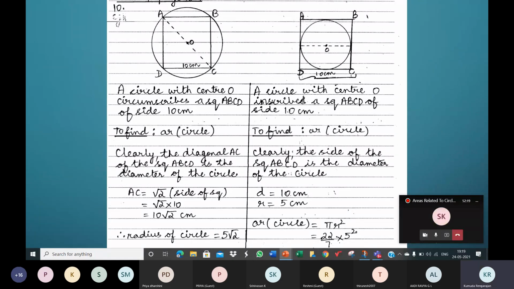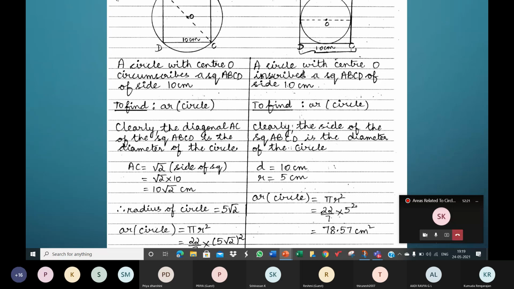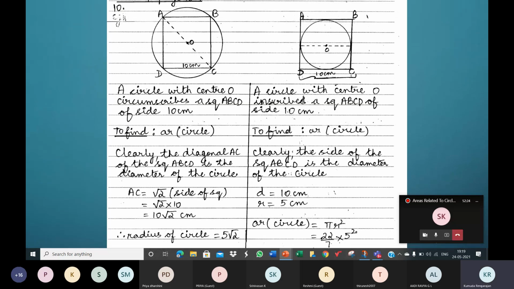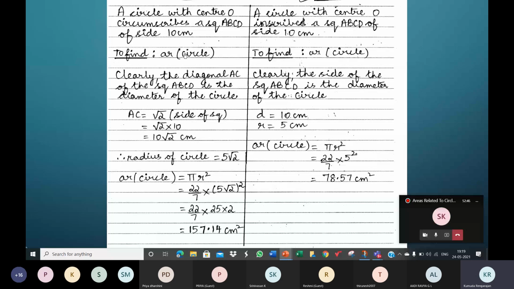I'm just showing the figures. Scroll down. So here, the side of the square 10 centimeters, you can see it here. And here the side of the square, 10 centimeters, is also the diameter of the circle. It is a simple question, but it's very important. So I want you to complete this working now in the class.